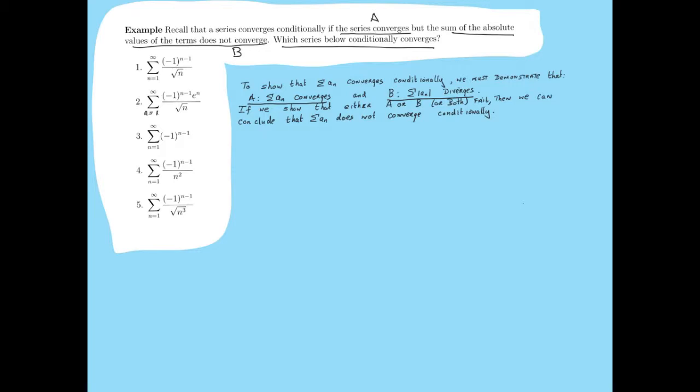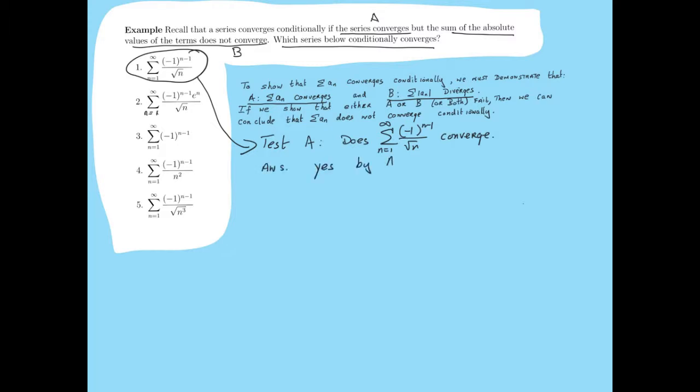Let's test the first series on our list here for conditional convergence. First we check A, does the series itself converge? We can use the alternating series test here to show that this alternating series converges. The limit as n goes to infinity of the absolute value of the terms goes to 0, and the absolute values of the terms are decreasing as n increases.